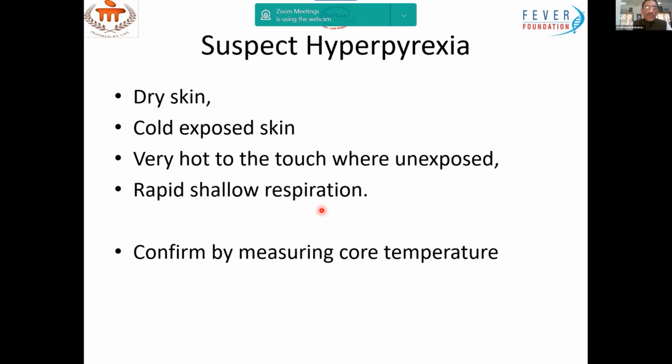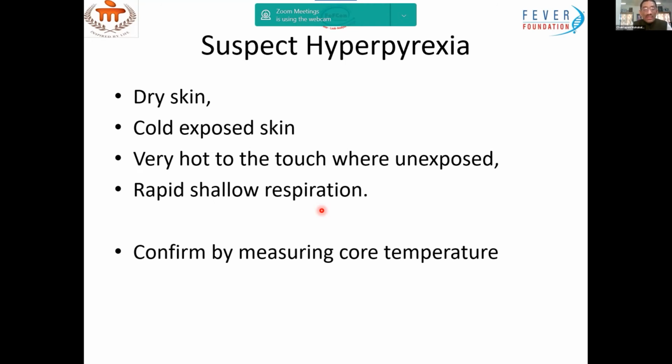When do you suspect hyperpyrexia? Whenever there is a high temperature with dry skin, and the exposed skin could be quite cold. So if the physician or the nurse just touches the patient with the hand and then talks about fever or febrile state, we'll be missing a lot of patients with hyperpyrexia.